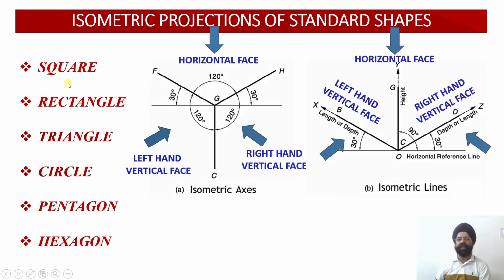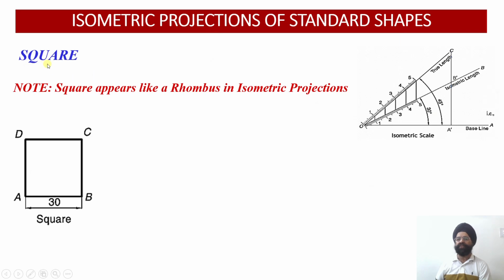The first shape is the square. Now we must remember that the dimensions will be foreshortened in the case of isometric projections. Another thing we must remember is that whenever we draw a square in isometric projection, we do not get to see the perfect square, because we have discussed in the previous lecture that the shapes and the angles are not preserved in the isometric projection.